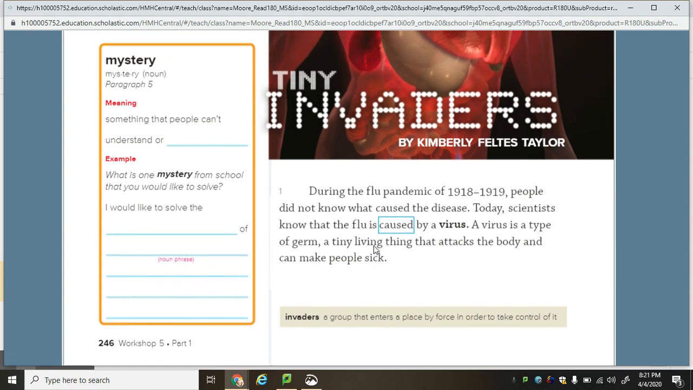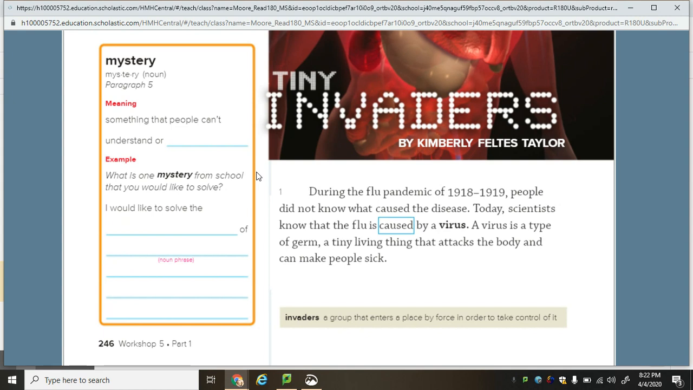Okay. The next word is mystery. Mystery. So three syllables. This is a noun because this is like a big idea. It's a thing. Okay. And we can find this in paragraph 5. So the meaning is it's something that people can't understand or they can't really figure out.